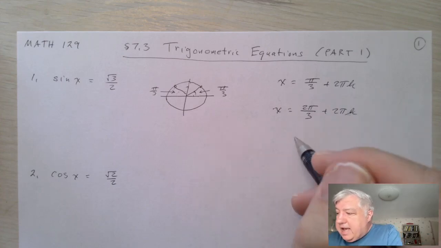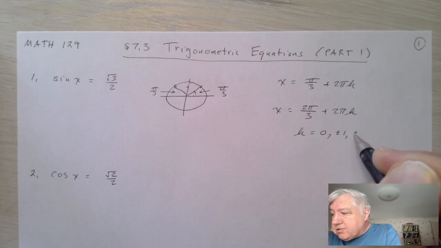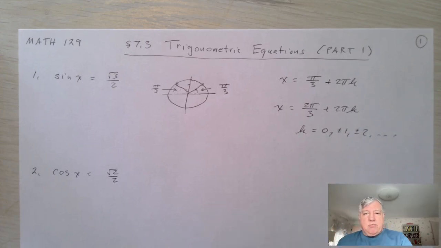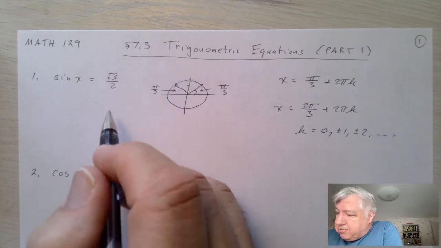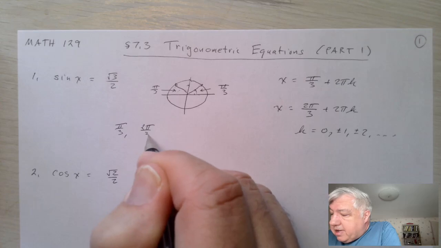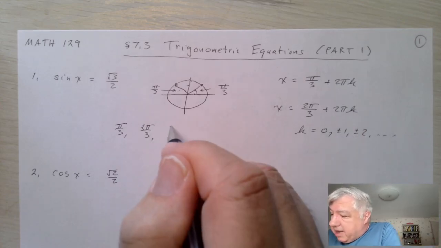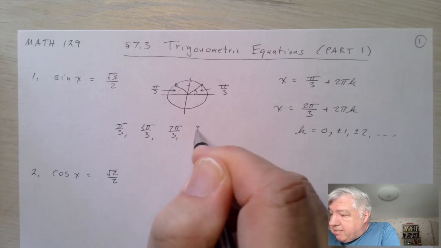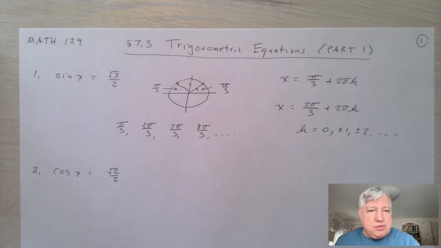In this case, k is always going to be an integer, so that means k is going to be 0, plus or minus 1, plus or minus 2, and so on. I'm only going to write this once, but when you see the k, what we're saying is k can be any integer. So for a few solutions, of course, we'll have pi over 3 and 2 pi over 3 when k is 0. When k is 1, we get 7 pi over 3 and 8 pi over 3 and so on. Okay, and we can have as many solutions as we want.